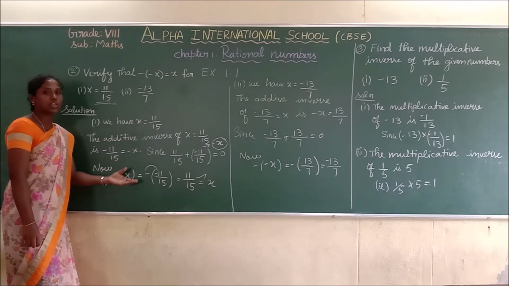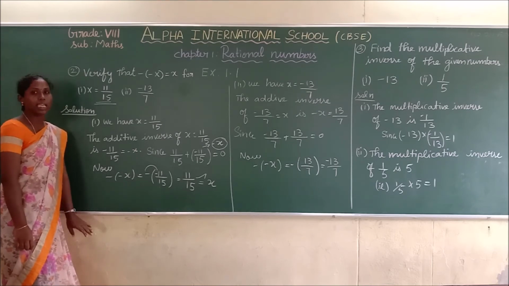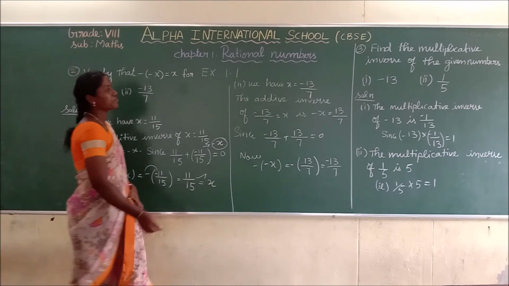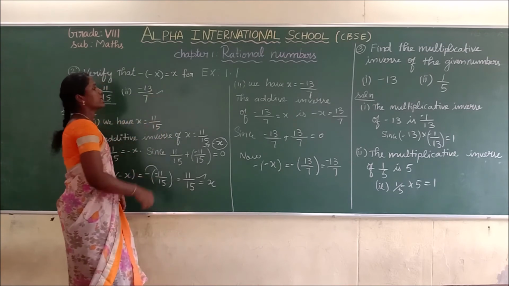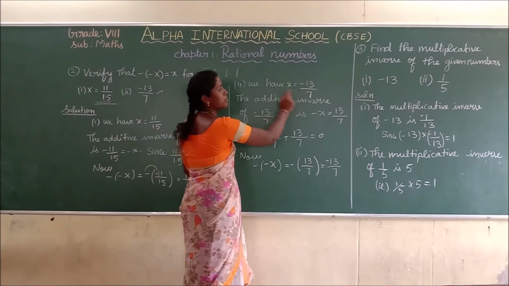Minus of minus x is equal to, again we are getting 11 by 15 only. So, minus of minus x is equal to x. Look at the second number. x is equal to minus 13 by 7. Look here, we have x is equal to minus 13 by 7.